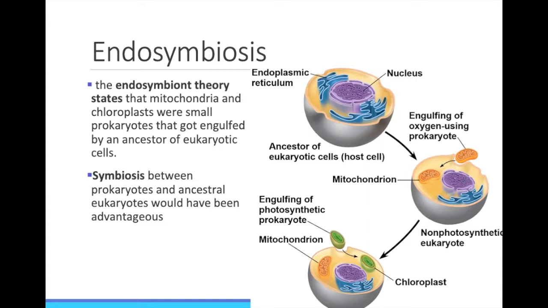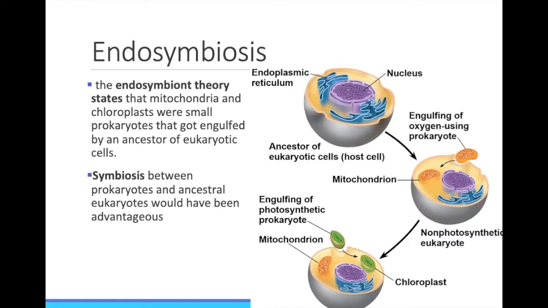Scientists have developed a theory called the endosymbiont theory to explain how eukaryotic cells evolved to have mitochondria and chloroplasts. Let's break down the word. Endo means inside, and symbiosis is a relationship between two organisms. We've already looked at examples of this before, such as mutualisms.